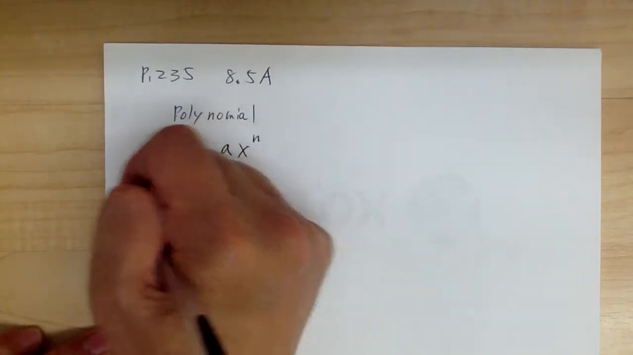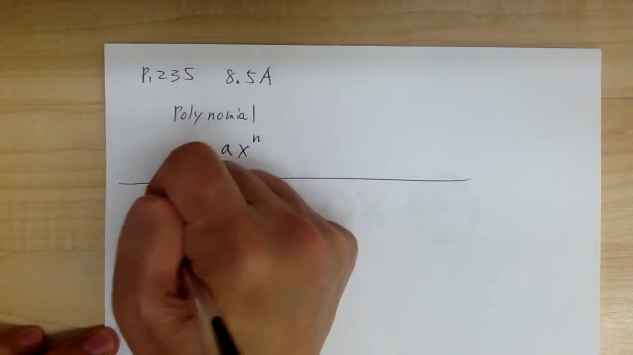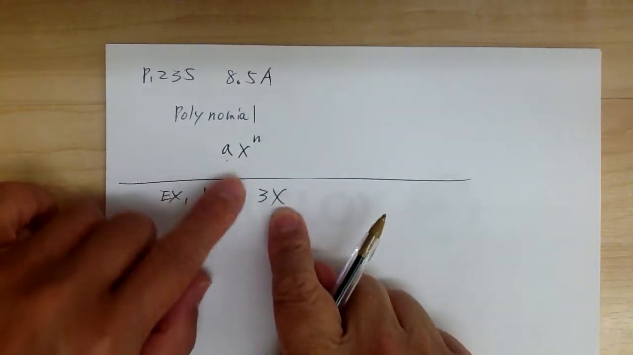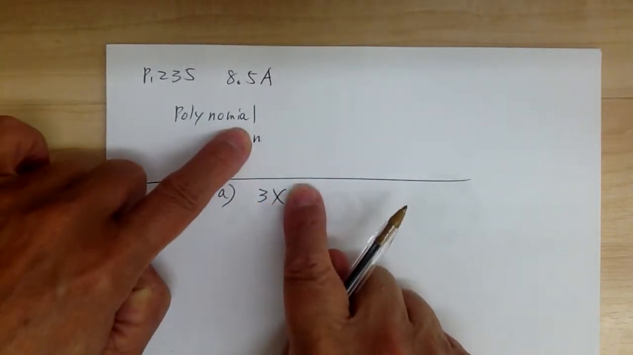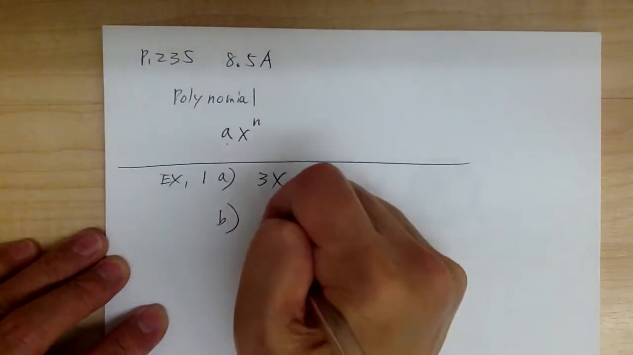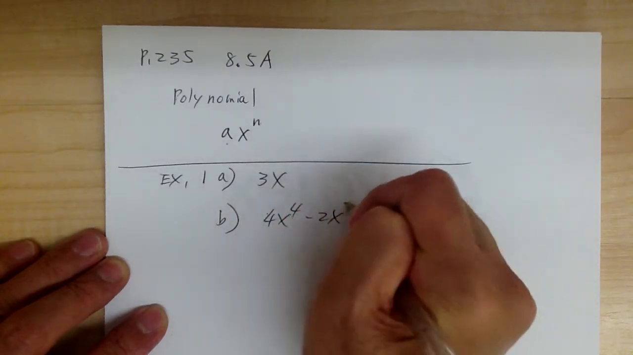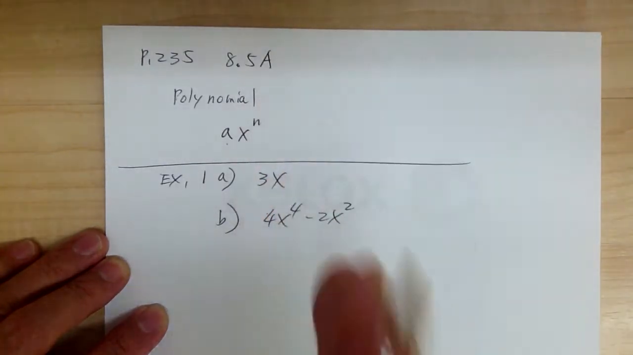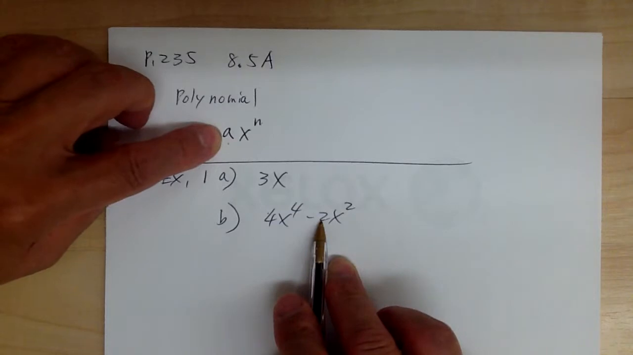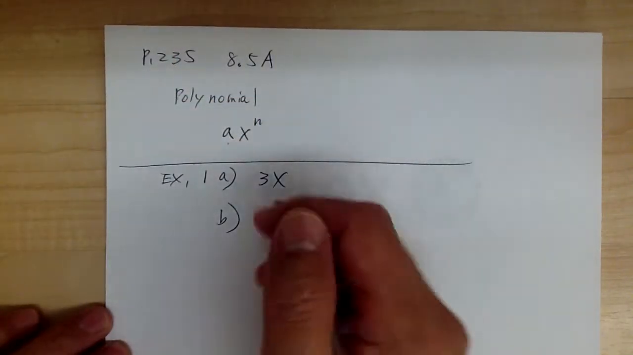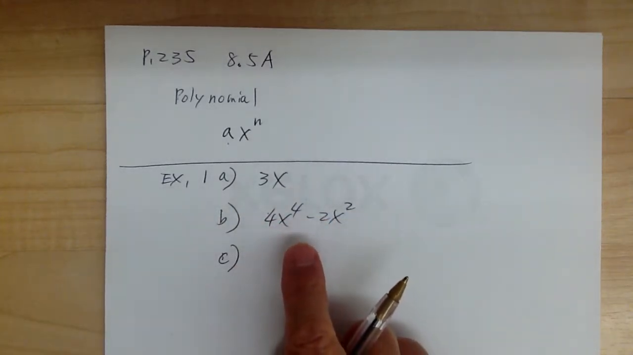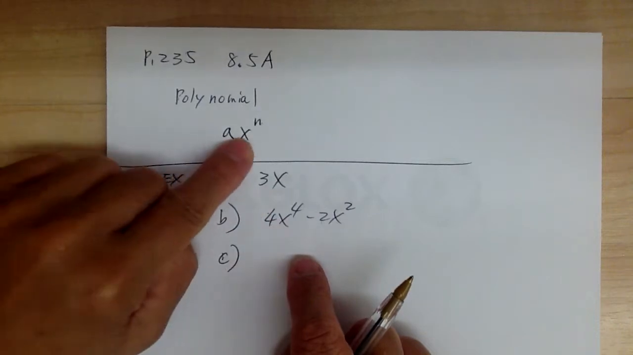Okay, so let's go to examples of polynomials. So example 1a, you have 3x, right? So again, this looks like that, right? So that's the a, and the n is 1, right? So this is an example of a polynomial. Again, all these are examples of polynomials. So you got 4x to the 4 minus 2x squared. So to be a polynomial, every term must follow this form, right? So that's the b. In order to be a polynomial, every term must follow this form.